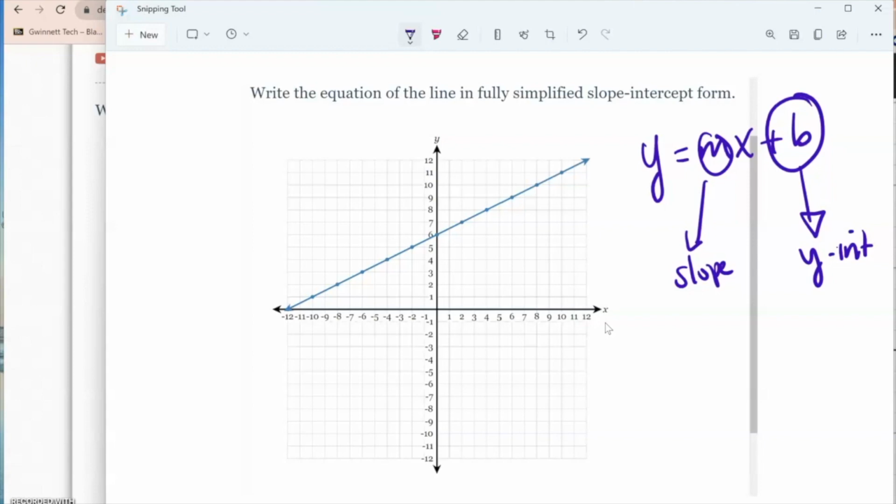So what does that mean? Where it crosses the y-axis. So where does it cross the y-axis? Here's the y-axis. Where does this line cross this line? So I can look for my little crossing right here. So it crosses at 6. So the y-intercept is 6, positive 6. Okay. Now, because it says the word equation, an equation must have an equal sign. So for an equation, you must write the whole thing.